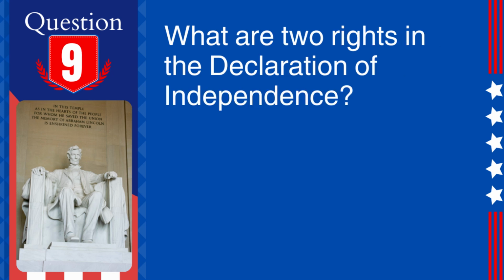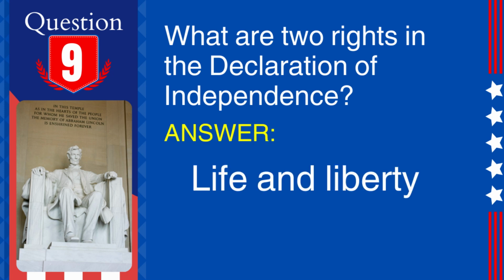9. Question. What are 2 rights in the Declaration of Independence? Answer. Life and liberty. Explanation. The Declaration of Independence states that among the unalienable rights are life, liberty, and the pursuit of happiness.